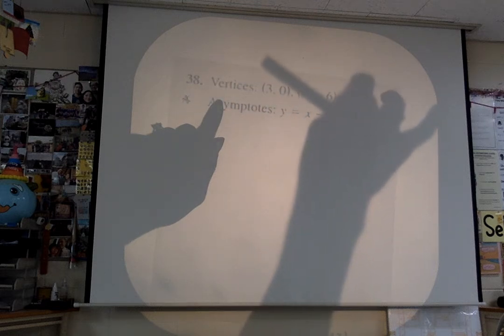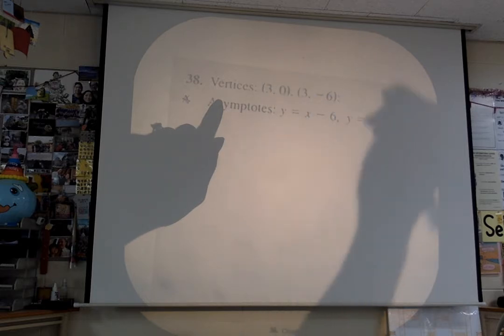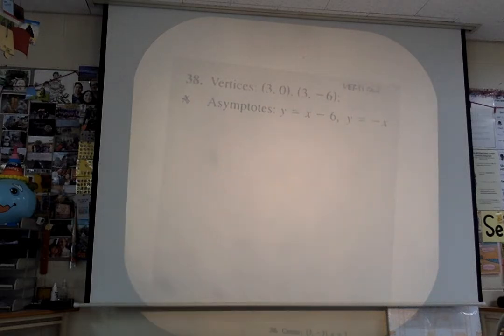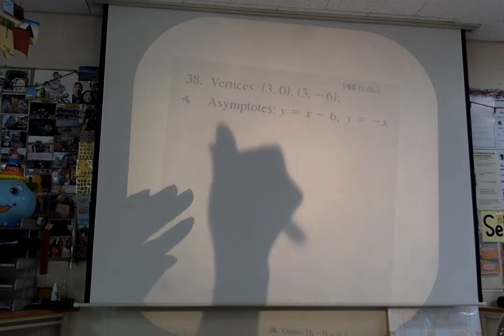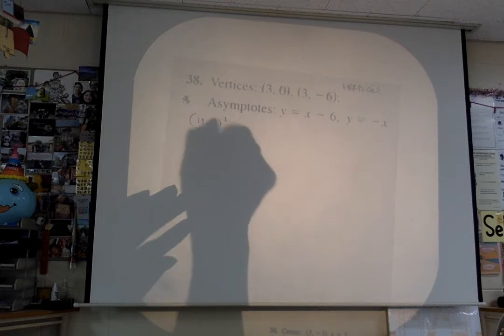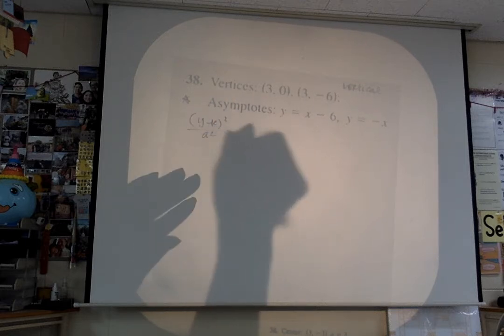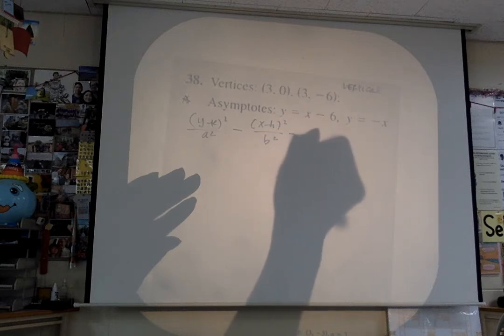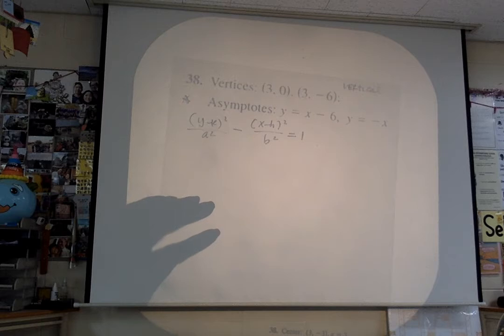You got it? (3, 0), (3, -6). Oh, it's vertical. So come to that kind of conclusion. It really helps, okay? And then you can formulate your equation, right? You know what standard form you need to get it into. So you know it's going to be something like (y - k)² over a² minus (x - h)² over b², and that's going to equal 1, right? So you know you have to get it into this form.